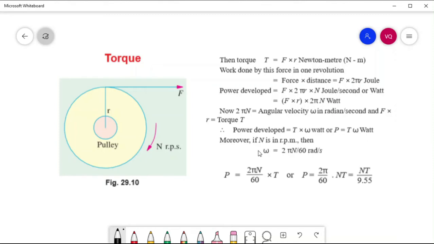Moreover, if N is in RPM, because this omega here is in RPS, we divide by 60 so that it will become RPM. So our omega will be 2 pi N divided by 60 radians per second.